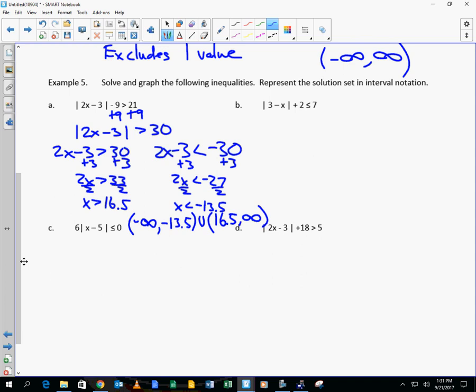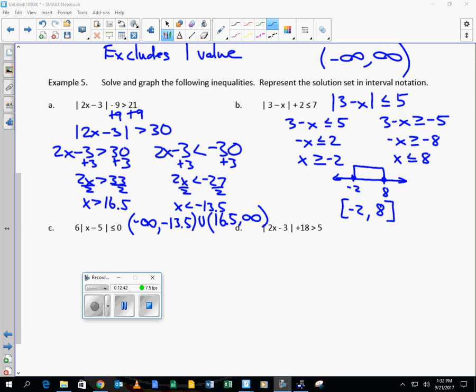This is review, right? You've seen it. But the practice isn't bad. So try B on your own. Work it out. Make sure you check your answer and verify it's correct. I knew it would be a conjunction because I saw the less than symbol.